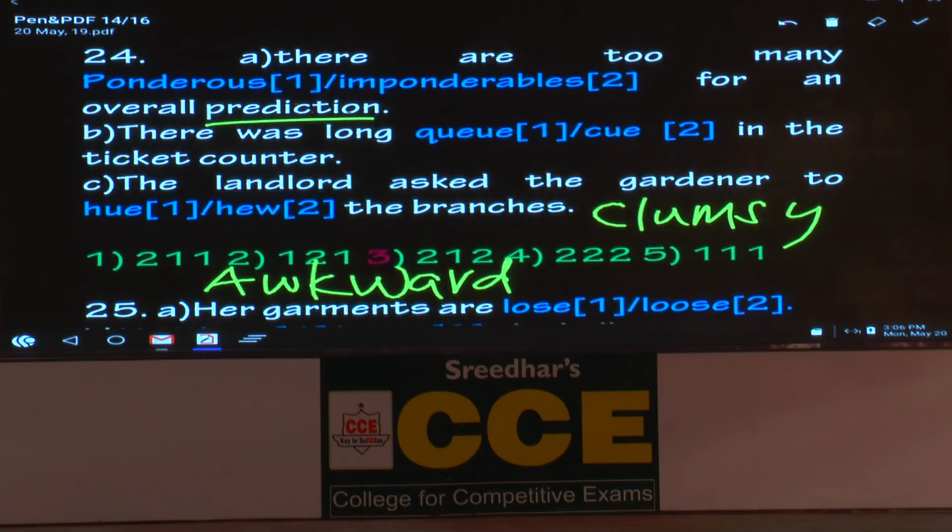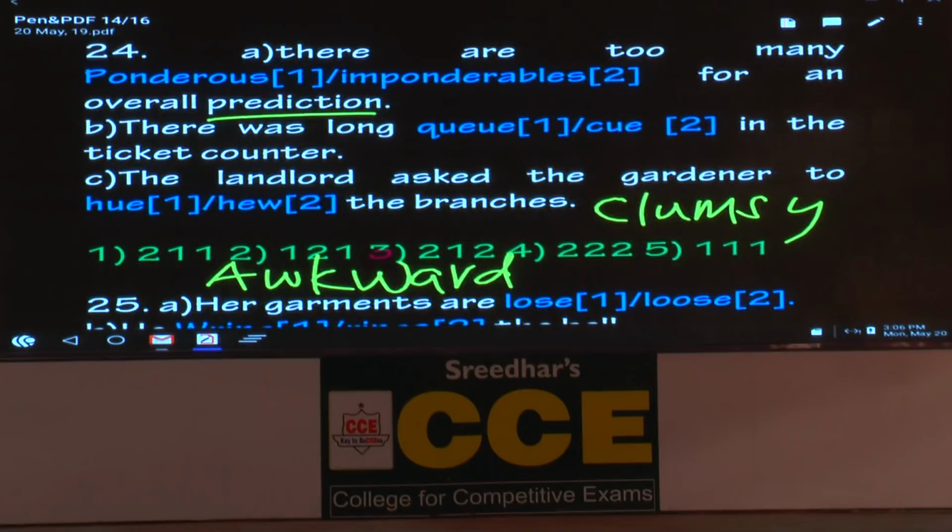So what do you think the answer is? Second option. There are too many imponderables for an overall prediction. Means difficult to guess. There was a long queue. What is the spelling of queue in this context?